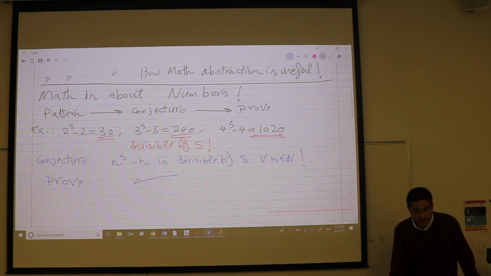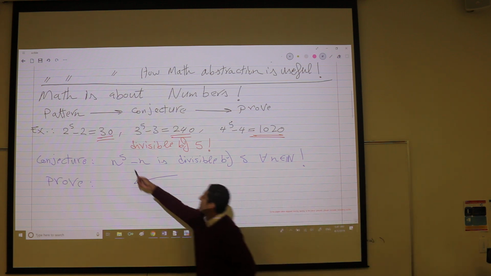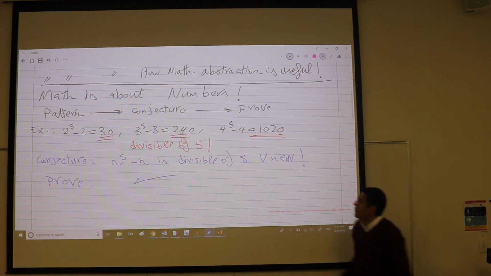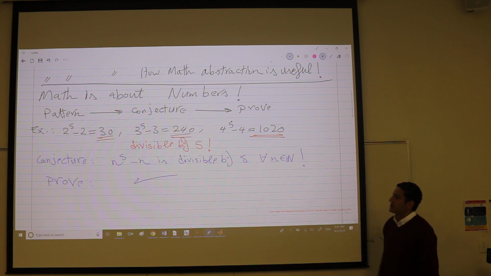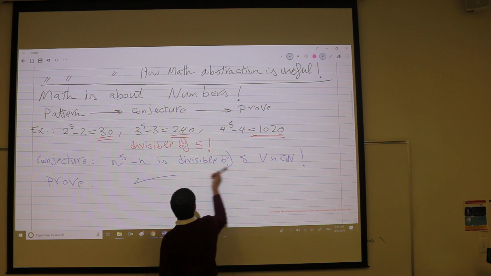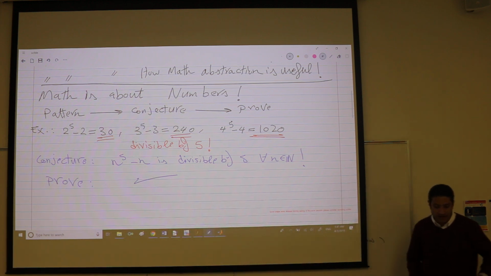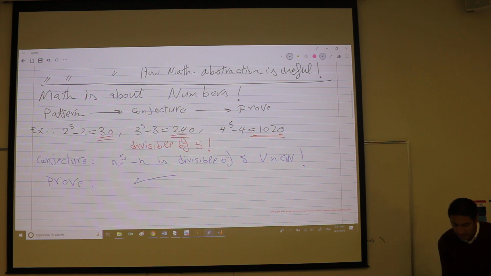Think of generalizations. So, what is special or unique about the number 5? Why is it not valid for n squared minus n divisible by 2, or n cubed minus n divisible by 3, and so on? What's special about the number 5? So you think to yourself, well, what about n to the k minus n divisible by k, right?